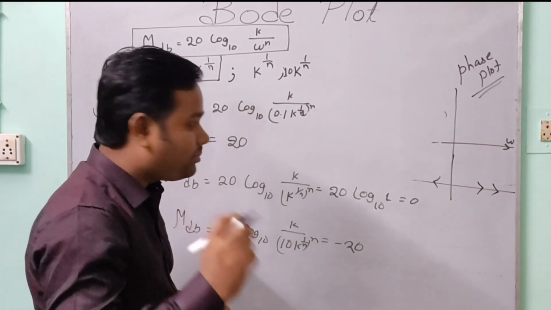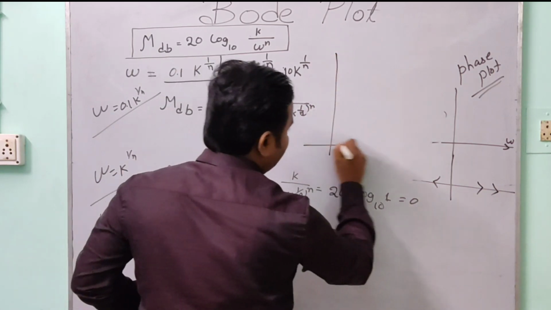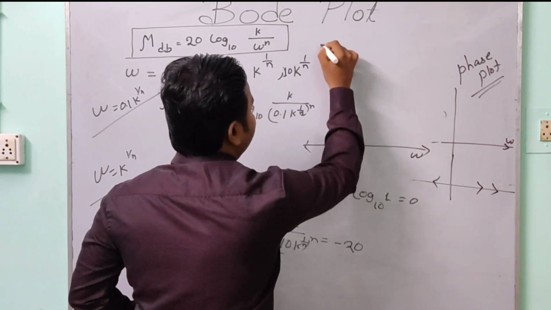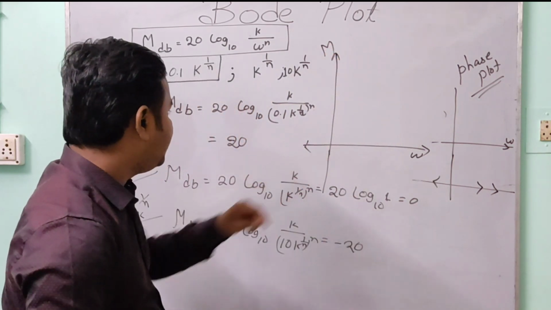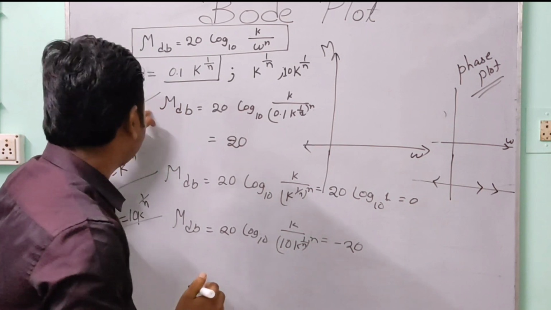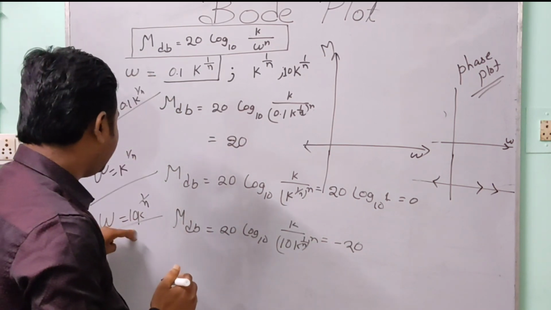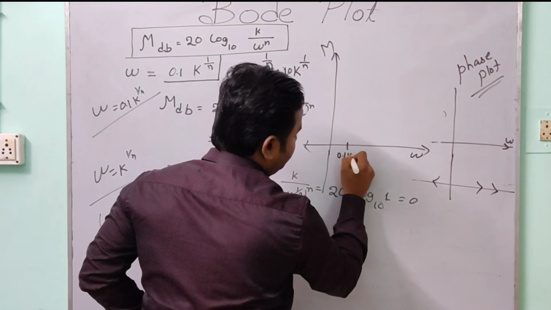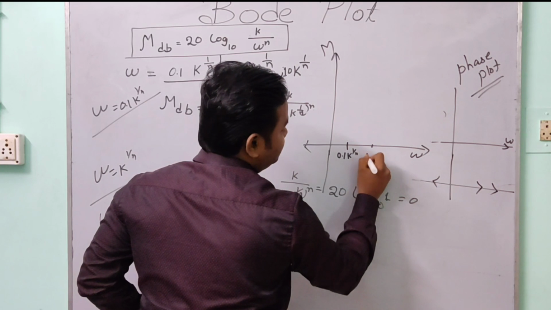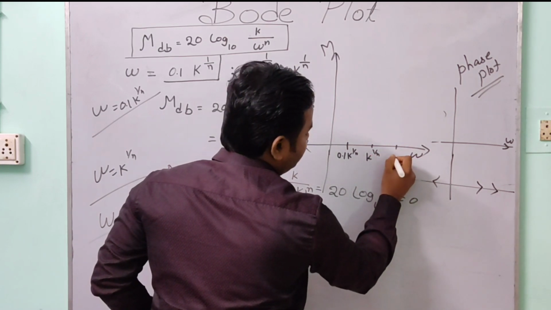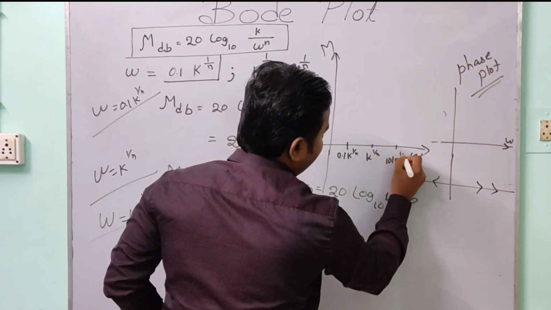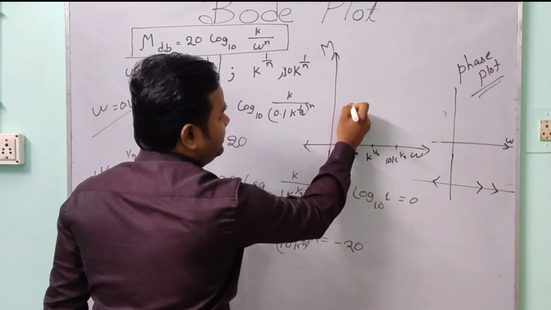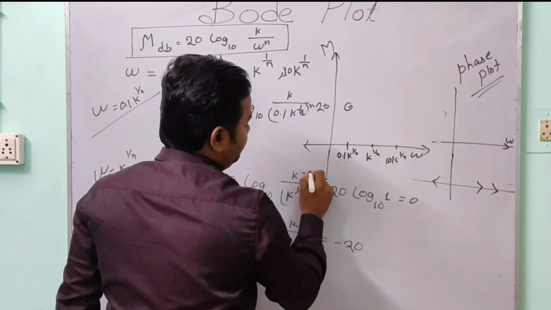If we plot the magnitude plot, then the graph will have ω on the x-axis and M on the y-axis. The values of ω are three points: 0.1 into K to the power 1 by n, K to the power 1 by n, and 10 into K to the power 1 by n. So here it will be 0.1 K^(1/n), here the value is K^(1/n), and here the value is 10 K^(1/n). When the ω value is 0.1 K^(1/n), the value is 20 here. It is 20 and here it is minus 20.